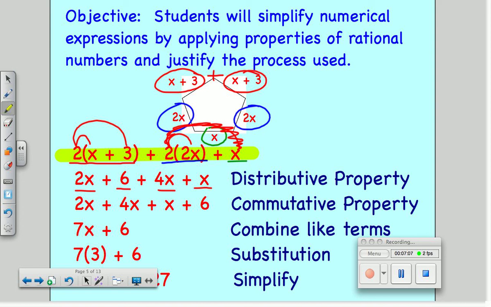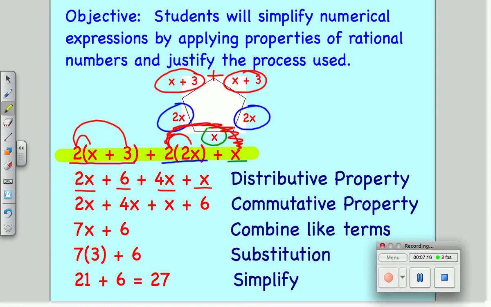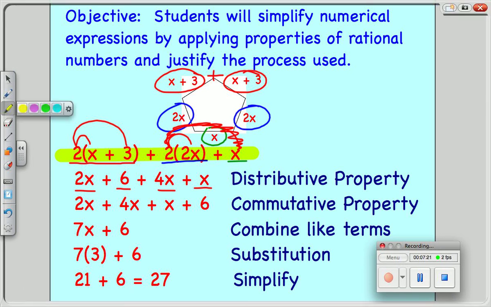Now I can combine like terms. In order to do that, though, I want all of my x's together. So now I'm going to use the commutative property of addition to make sure all of my x's are together, okay? You're going to write this too. So I change the order of them. So I have 2x plus 4x plus x plus 6, and that's the commutative property. And you should have already written this too, that you use the distributive property for that.